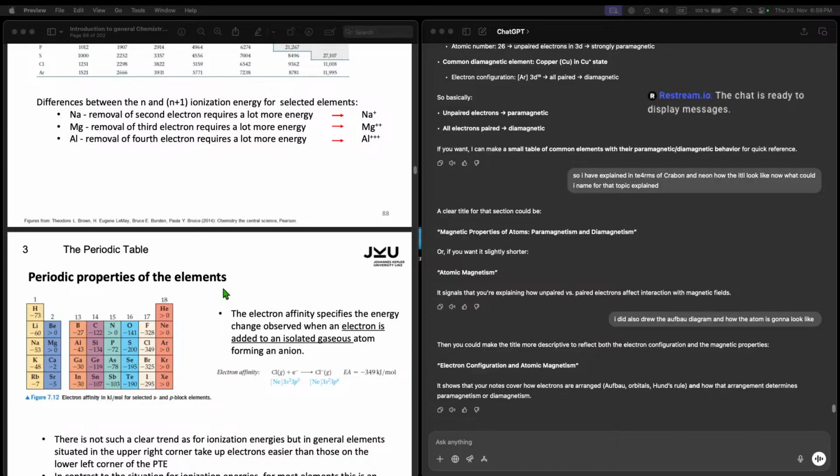Periodic properties of elements. The electron affinity specifies the energy change observed when an electron is added to an isolated gaseous atom, forming an anion.